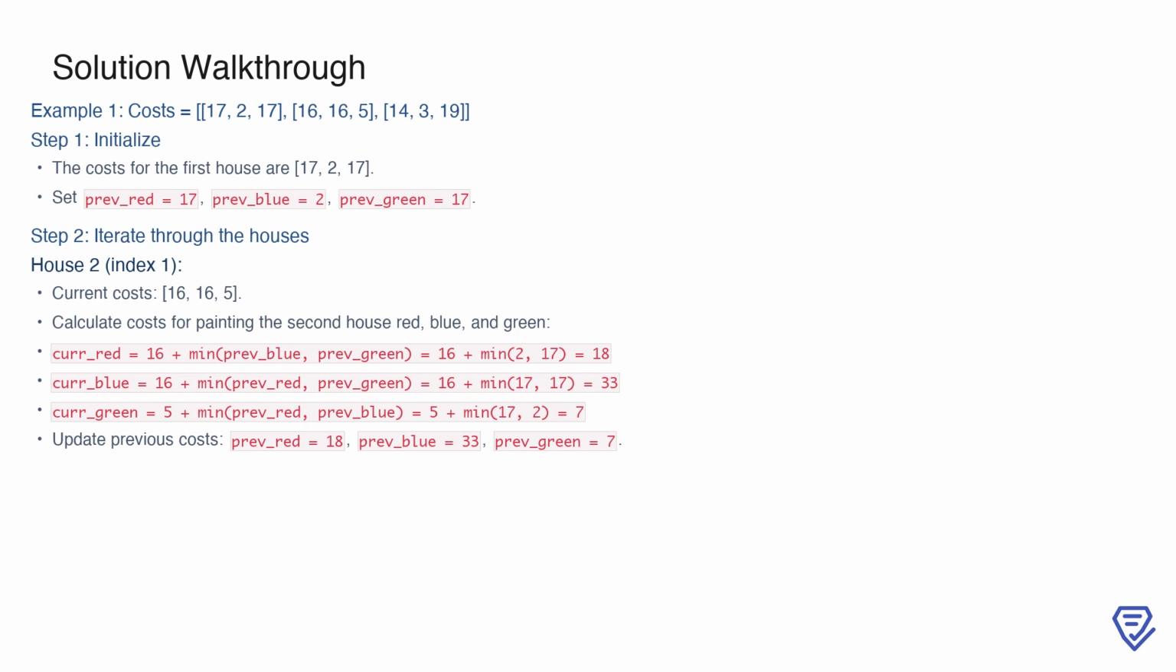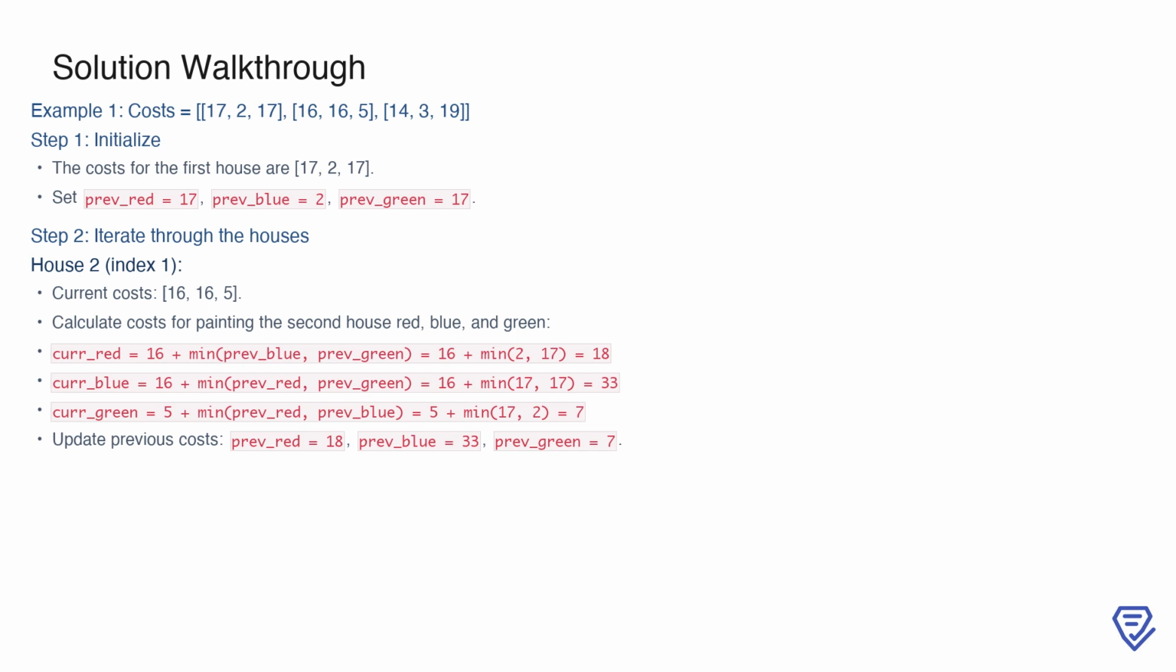Now, moving on to the second house, which has costs of 16, 16, and 5 for red, blue, and green, respectively. To determine the minimum cost for painting this house red, we add 16 to the smaller of the previous blue and green costs, which gives us 16 plus 2, resulting in cur_red being 18. Similarly, for painting it blue, we take 16 and add the smaller of the previous red and green costs, both being 17, resulting in cur_blue of 33.